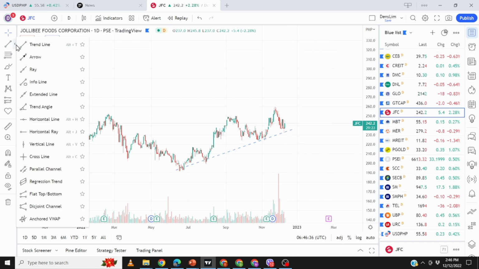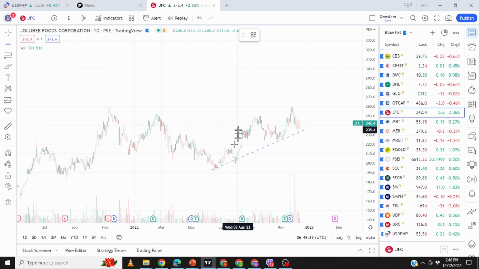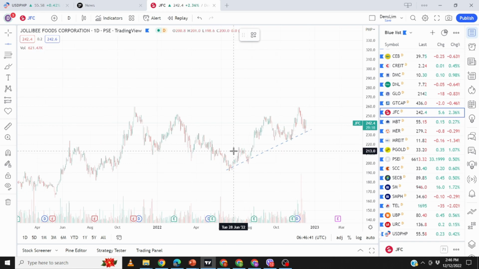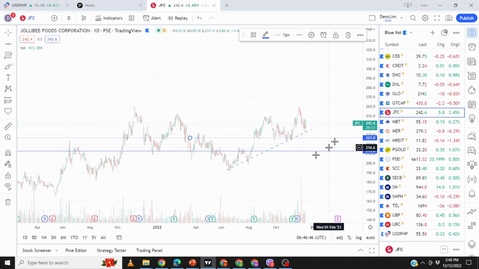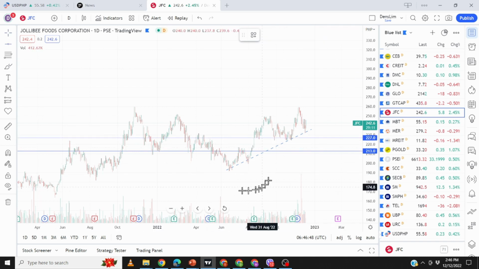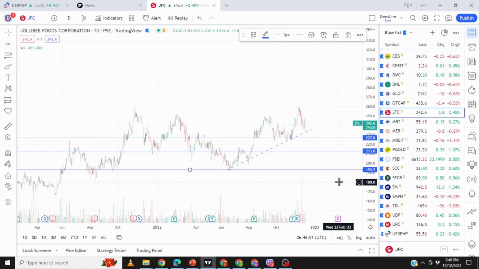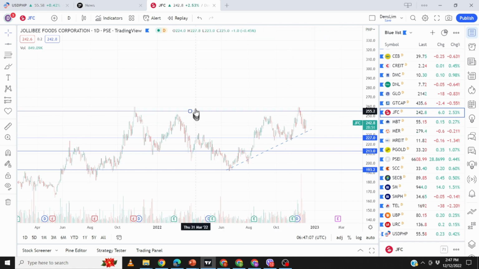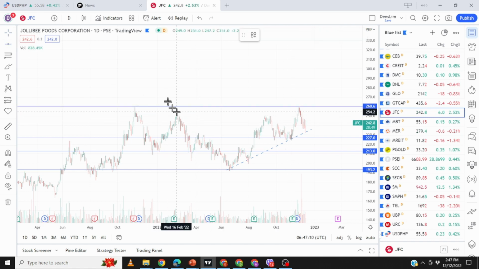We can add the trend line with horizontal lines so we can identify additional levels of support. So there's a support level here and here and here, right? You can see how Jollibee's price action is moving from one level to another, and we've identified the trend line support, right? So there's a resistance here, but there's another resistance here, there's another resistance here.